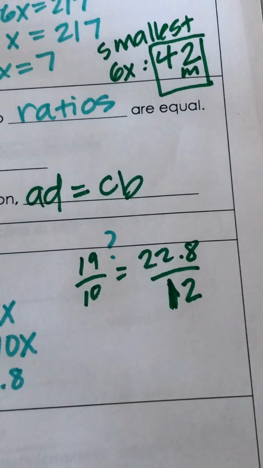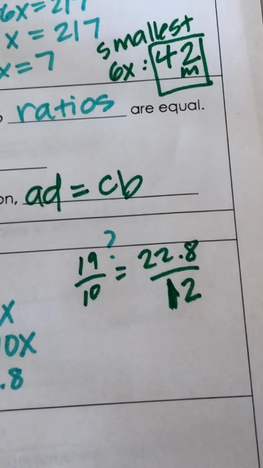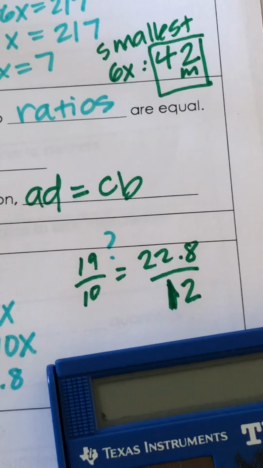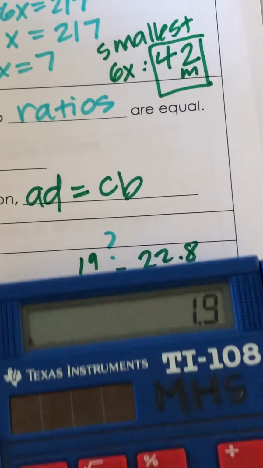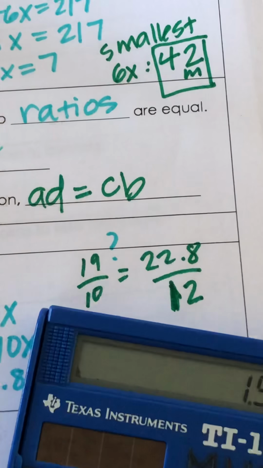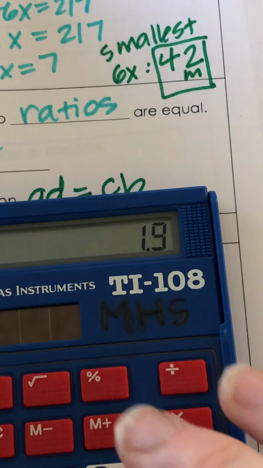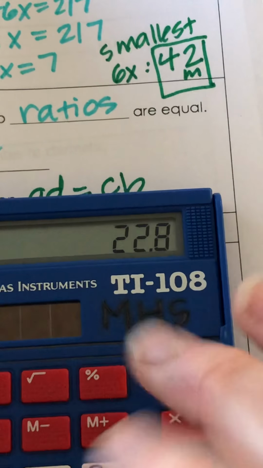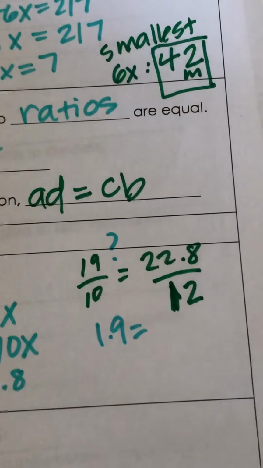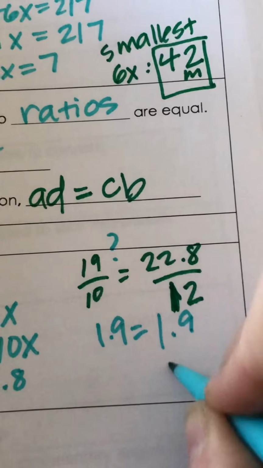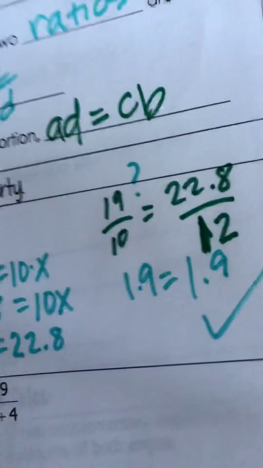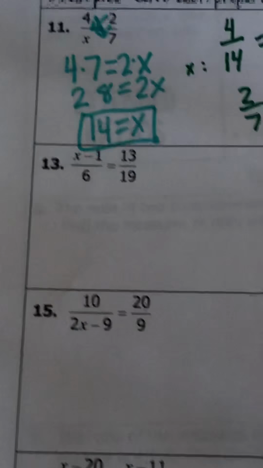So what you would do there, if it's not an easy fraction to simplify, you can do 19 divided by 10. Okay, 1.9. This is me checking my work. And then I'm going to do 22.8 divided by 12. And 1.9. I get the same thing. Okay, so that's also how you can check your work. All right, you obviously don't have to do that. I'm just showing you how you can.